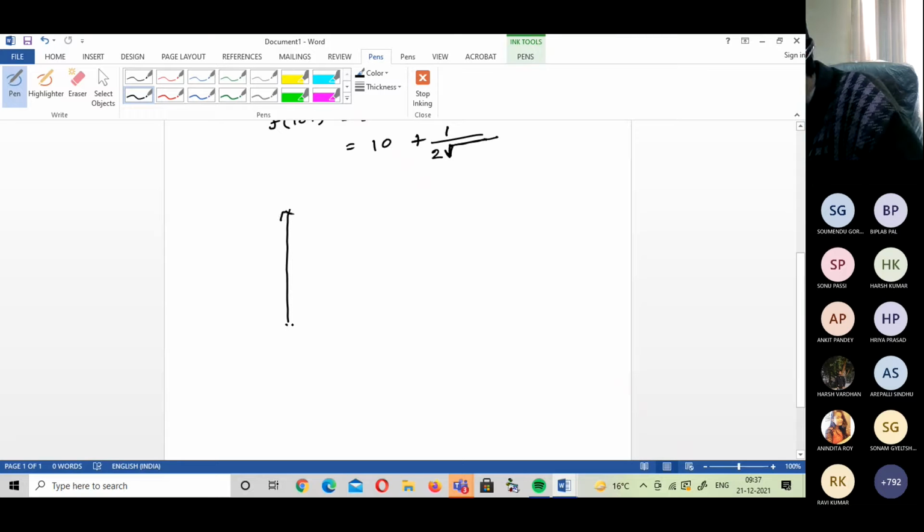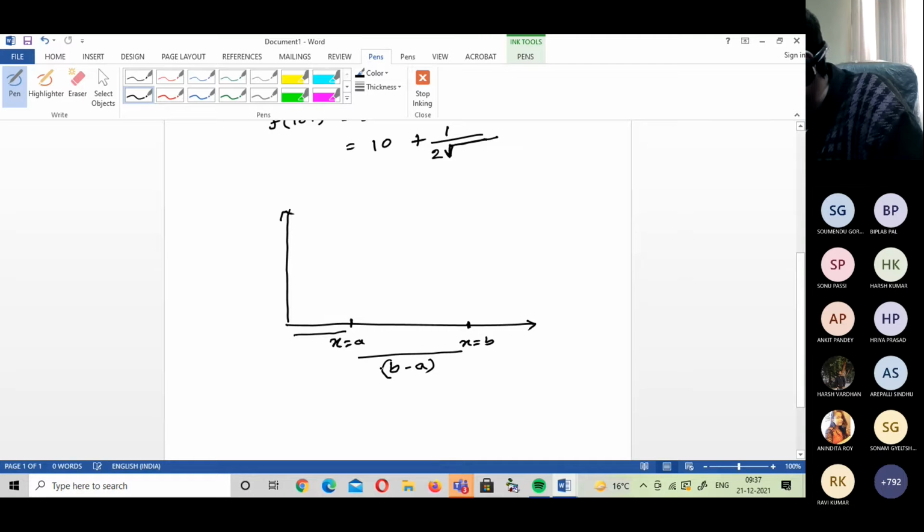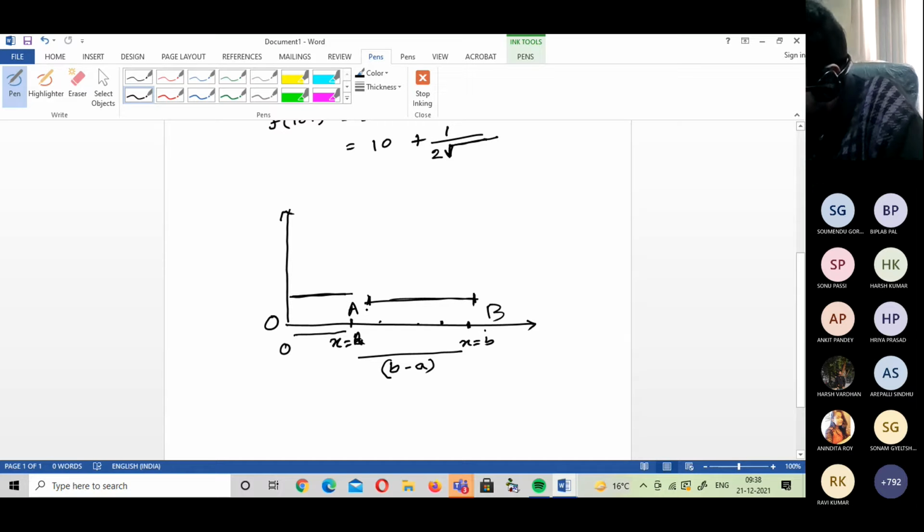Suppose this is the y-axis, this is the x-axis. This is the point x equals a, so this length is a. Now you have taken a higher value x equals b, so the interval is b minus a. Any intermediate point can be written as OA plus some fraction of the length AB. Is it true or not? Yes, sir. So the intermediate point can be written as a plus theta into b minus a.